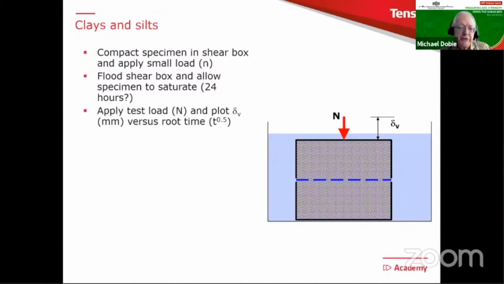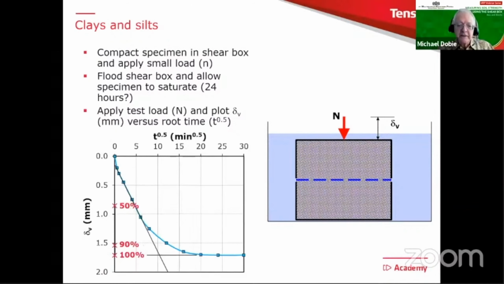We now apply the full load, big N, and we then plot a curve or a graph of the vertical settlement versus root time. And here could be a typical example. You can also plot against log time. There are 2 ways. It's like a consolidation test, but we're generally going to pick out 1 of 3 times, either for 50% consolidation, 90%, or 100%. It depends on the code of practice you're looking at. And this is, of course, the consolidation stage of the test.